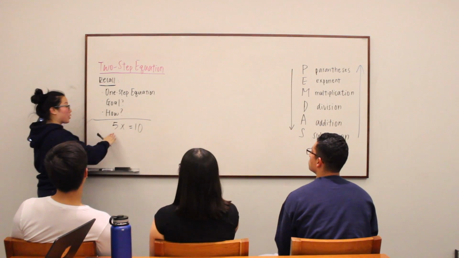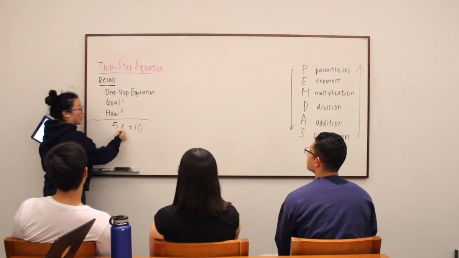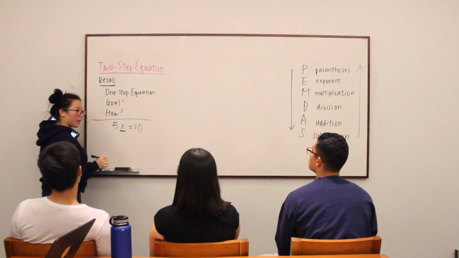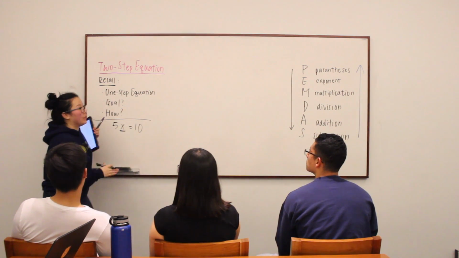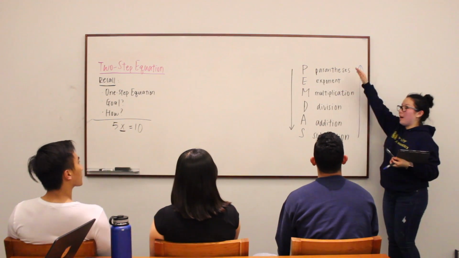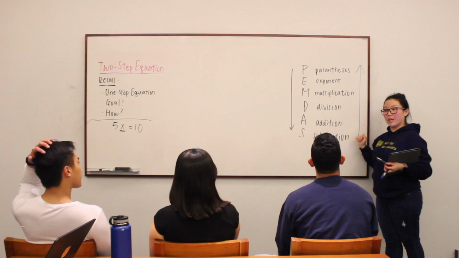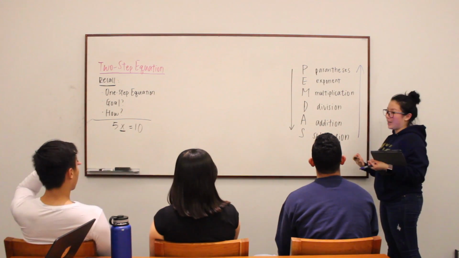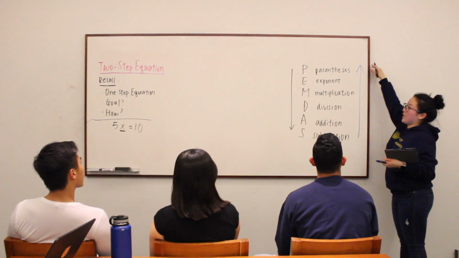Okay, so our goal for any one-step equation, or any equation in general, is to look for the unknown, which is x right here. And the way we do it is we try to inverse the order of operations that we have. So let's go right here for a little recall. We have PEMDAS, which is our order of operations. We go from top to bottom when we do calculation. But since we're undoing our calculation, since we're trying to solve the equation, we go from bottom to top.